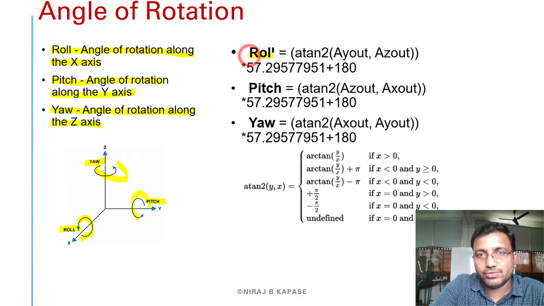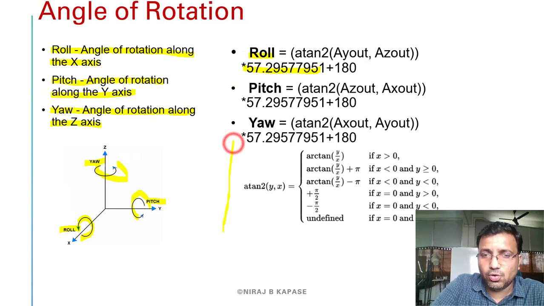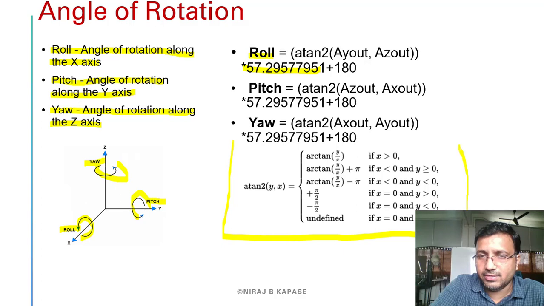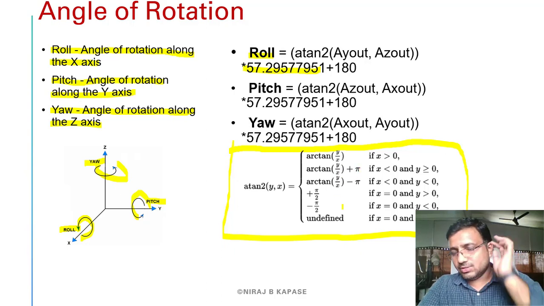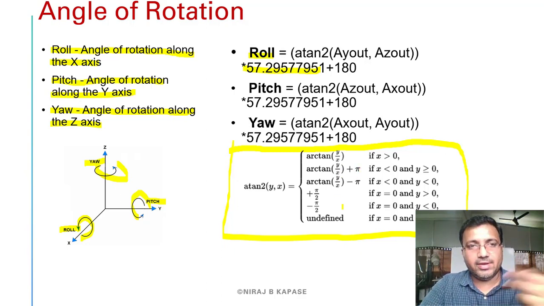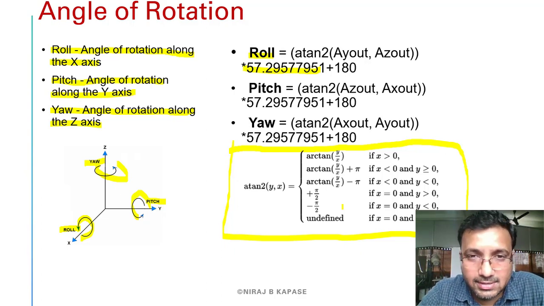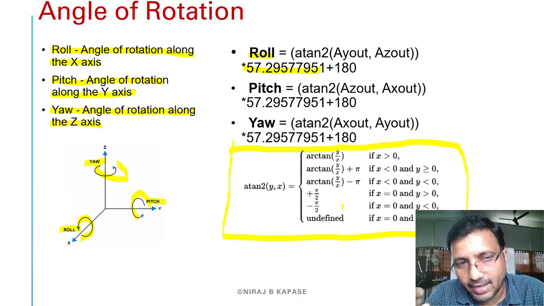So there are some equations to calculate the roll, pitch and yaw. Roll is calculated by using the equation atan2 of AY out comma AZ out, multiplied by 57.29, plus 180. Also the pitch is calculated by this equation, yaw is calculated by this equation, and you will get atan2 of y comma x by using this particular formula, that is arctan of y by x, arctan of y by x plus pi and all. So these are the formulas for calculating this. Whenever you are using an API with the ADXL335, you need not use the formula, you can directly get the output from that API.